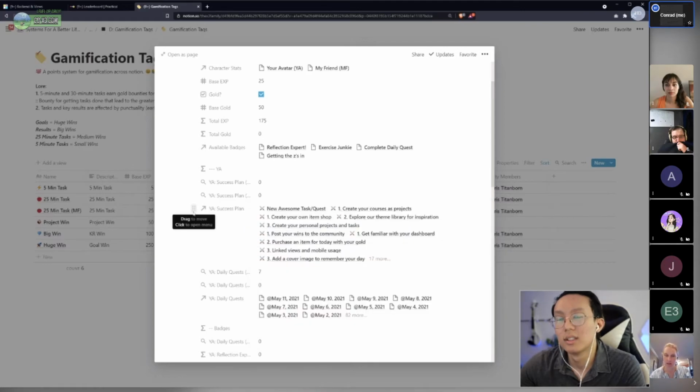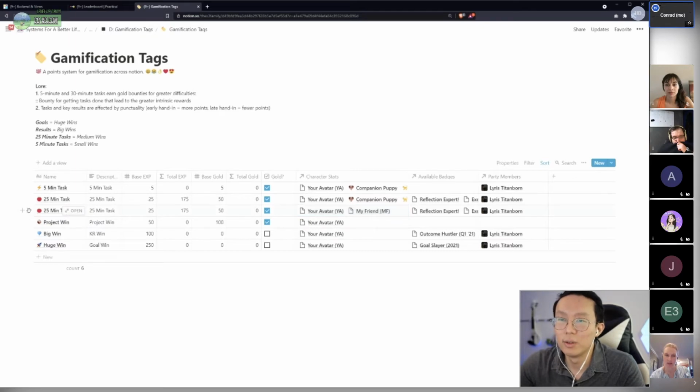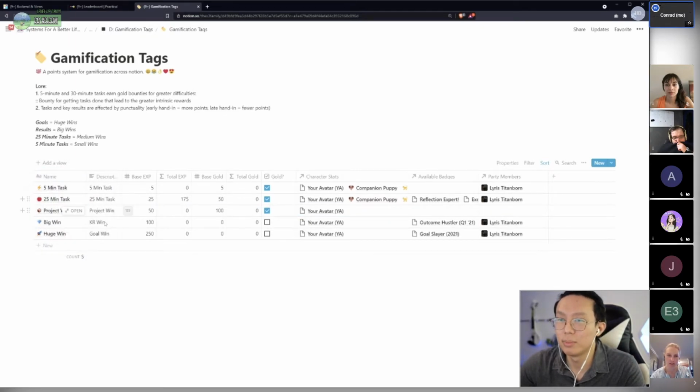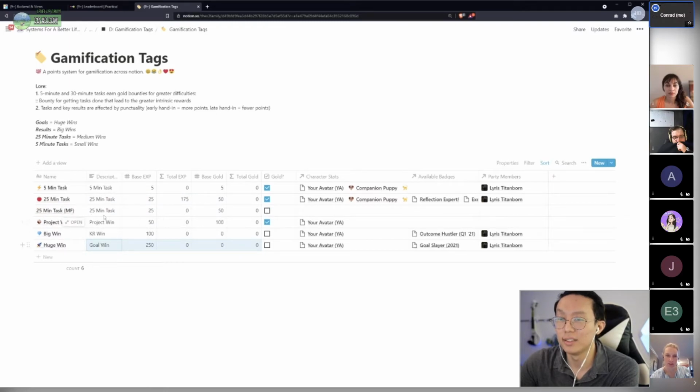what's the best way I can do this? Okay, how about this? Let me just make a new one. So instead of duplicating it, I'm going to make a new one just because I don't want it to be contaminated with the old stuff. Let's say we have a 25-minute task again for another person. For MF, we can copy all these values because it's fine. So we just copy that, paste that into here so that it's the same values.